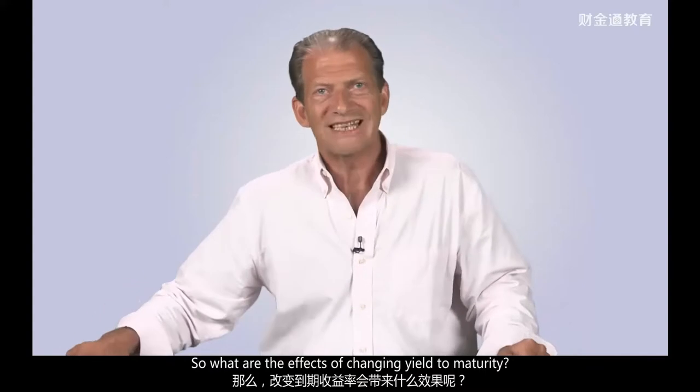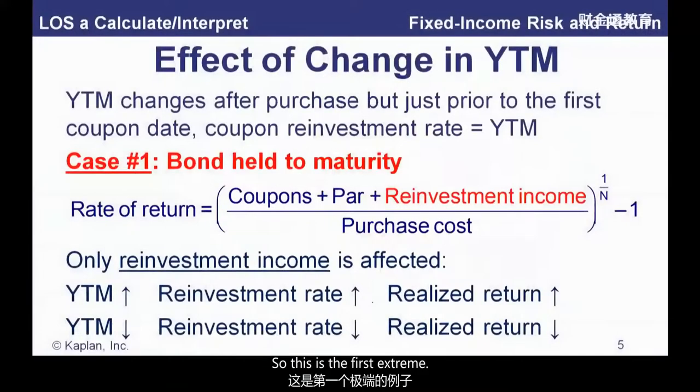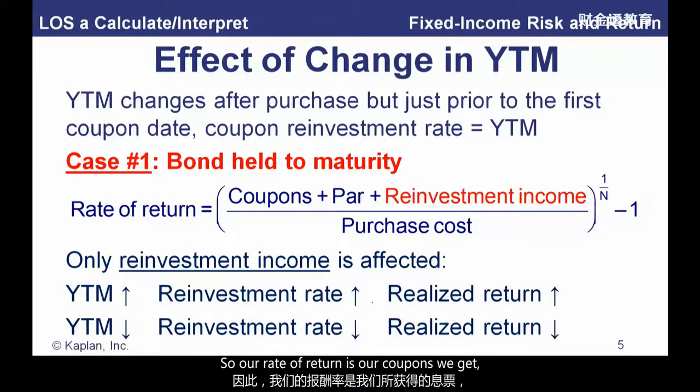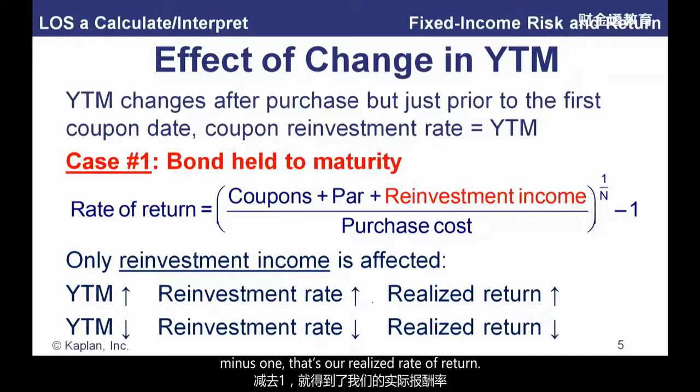So what are the effects of changing yield to maturity? Well, we're going to illustrate this with a couple of examples, and we're going to look at two extremes. This is the first extreme. We buy a bond, and then the yield to maturity changes, but just prior to the first coupon date. Our coupon reinvestment rate, we're assuming, is the yield to maturity. So our rate of return is our coupons that we get, plus our par value, plus our reinvestment income. If we divide that by the purchase cost, to the 1 over N as we did in our earlier example, minus 1, that's our realized rate of return.